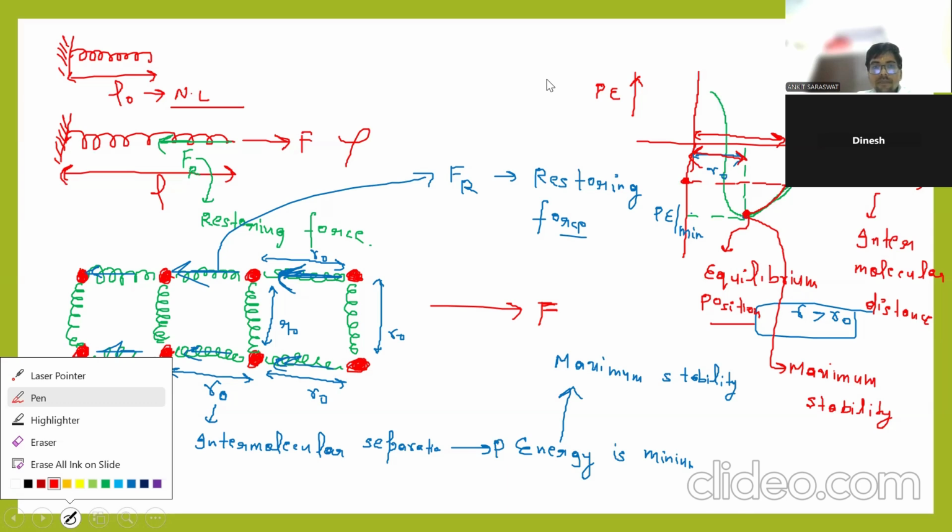For example, I have this wire. If I apply a force on this wire, then this wire will elongate. Once I remove the applied force, what will happen? It will regain its original shape 100% when it is under the elastic limit. But if you apply a much greater force, outside the elastic limit, then it will not regain its original shape.